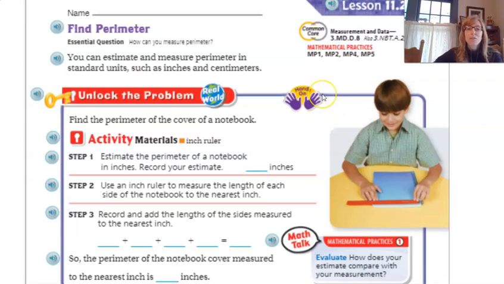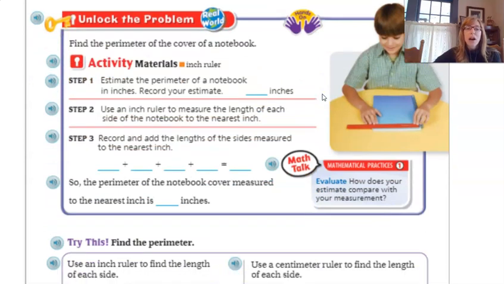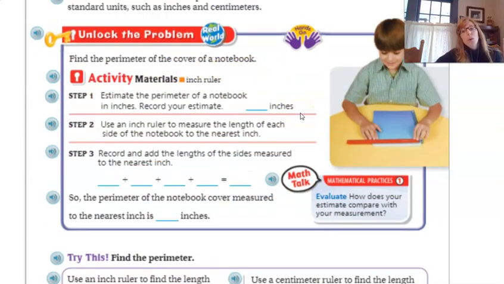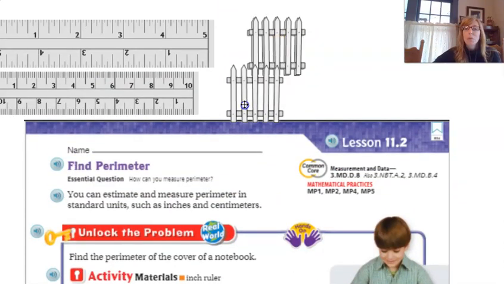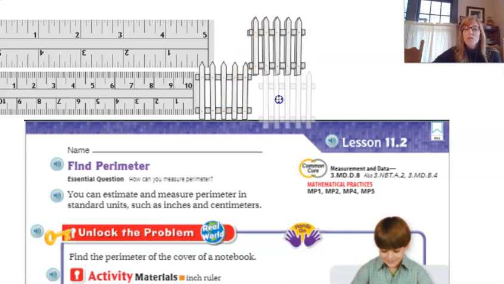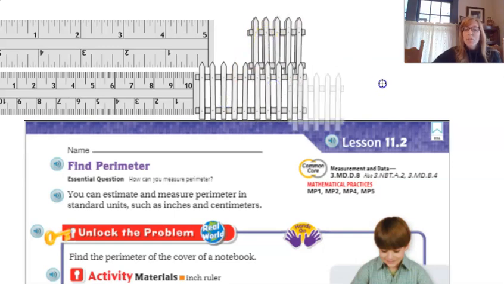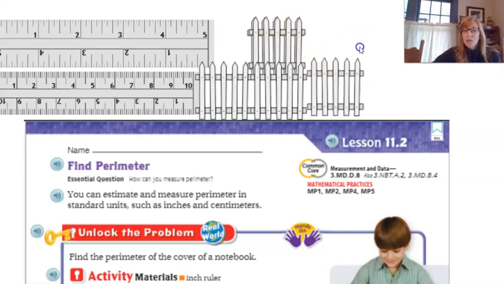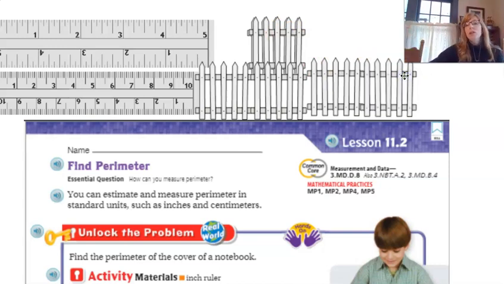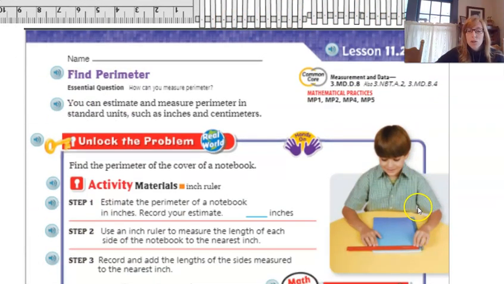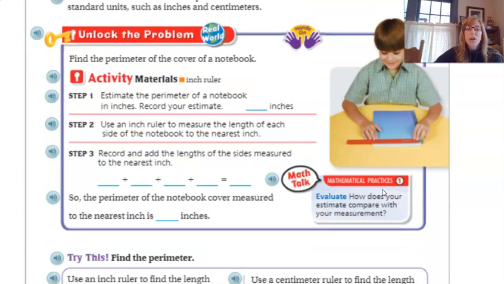So this is how you can measure perimeter. It says find the perimeter of the cover of a book. Well, we need to remember what perimeter is, and perimeter is the distance around something. It would be like using a fence to measure the outside distance around something, like the wallpaper or a fence on the outside edging of whatever you're measuring. So it says find the perimeter of the cover of a notebook. You could use the cover of your math book if you didn't have a notebook. It says estimate the perimeter of the notebook in inches and record your estimates.